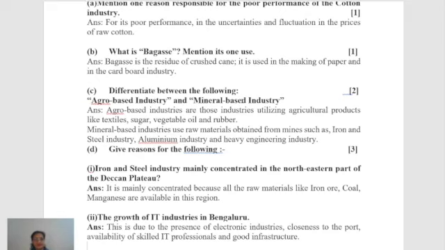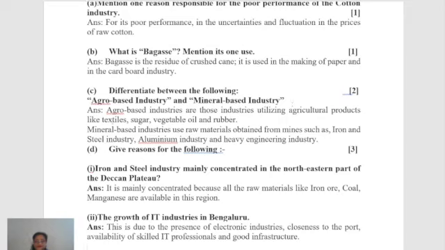Then come to question number C, differentiate between the following: agro-based industry and mineral-based industry. First of all, you should know agro-based. Agro-based means the industry which is based on agriculture. So agro-based industries are those industries which are utilizing agricultural products, agricultural raw material, right? Which are actually using the agricultural raw material.